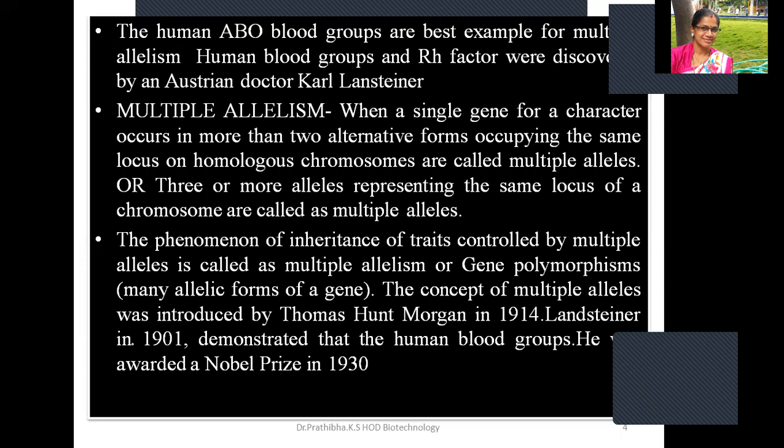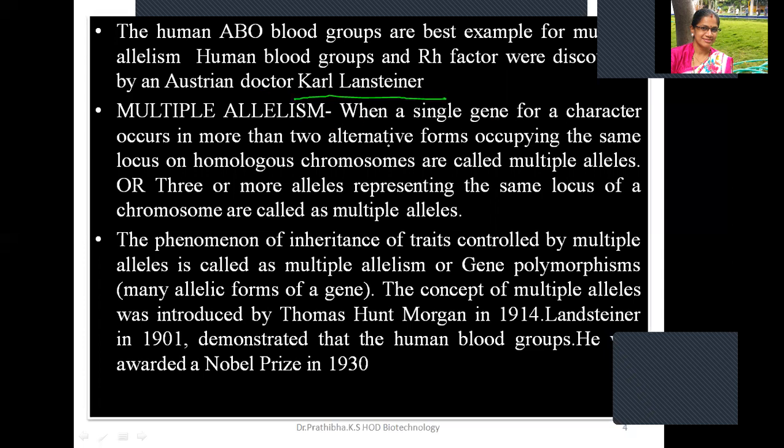The human ABO blood groups are the best example of multiple allelism. Human blood groups and Rh factors were first discovered by the Austrian doctor Karl Landsteiner. You must remember this person's name, Karl Landsteiner. Now let us understand what is multiple allelism.